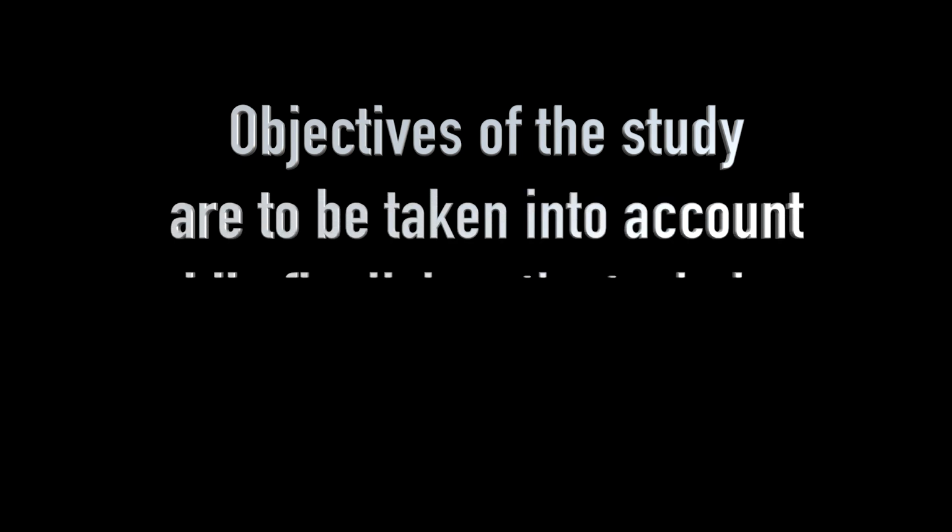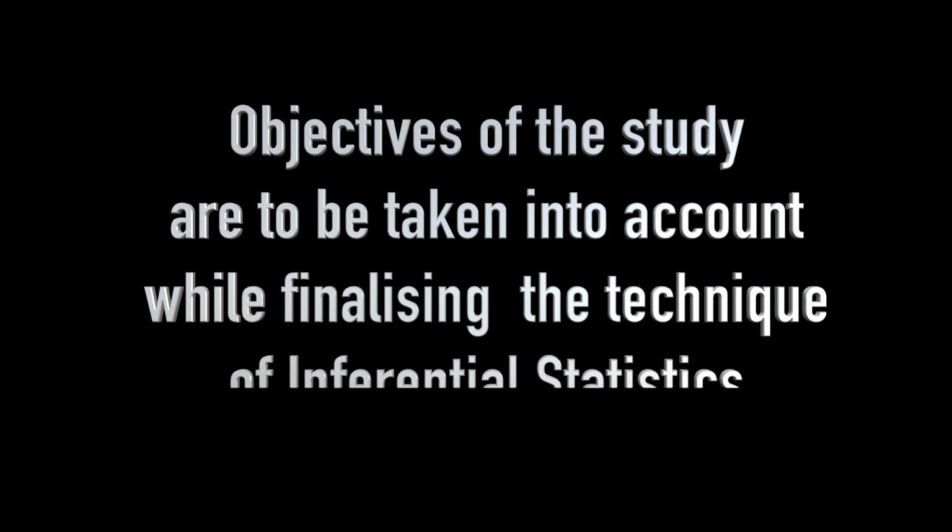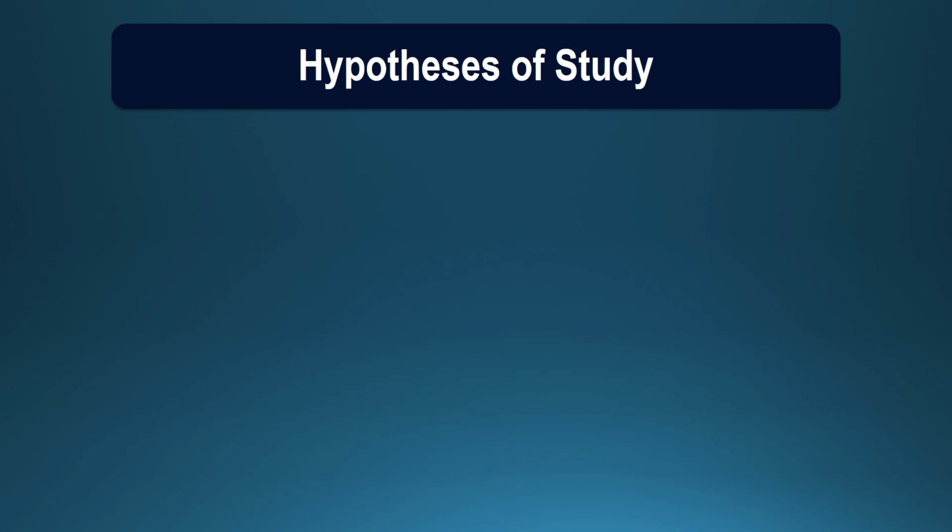If you are trying to categorize the group on the basis of emotional intelligence into high and low, then two groups would exist. If you are trying to have three groups, high, average, and low on emotional intelligence, then you need to go in for the three groups comparison. So objectives of the study are to be taken into account while finalizing the technique of inferential statistics. Another factor which can affect the selection of the technique are the hypotheses of study.